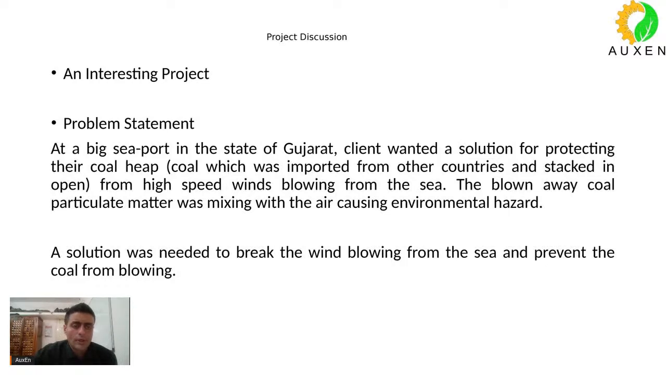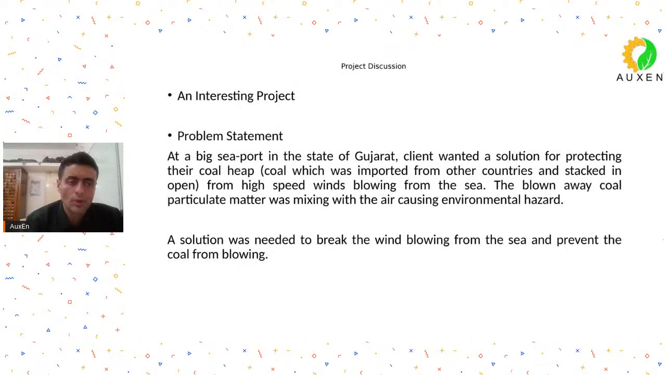Our client was a big seaport authority, managing a big seaport in the state of Gujarat, and the client wanted a solution for protecting their coal heap. Their business was that they used to import coal from other countries, and then they used to stack that coal in the open, of course. But because it was a port, you had the sea nearby, so the strong winds from the sea would blow off that coal, and the particulate matter would mix up in the air, and that was causing a lot of environmental hazard. So they had a directive from the environmental department to do something about the coal particulate matter that was getting mixed up in the air.